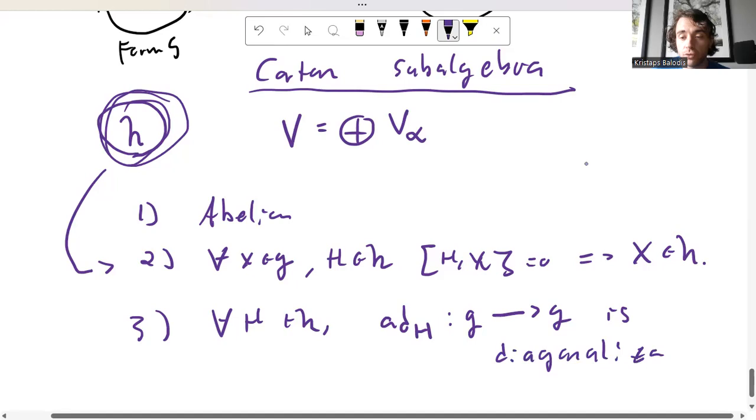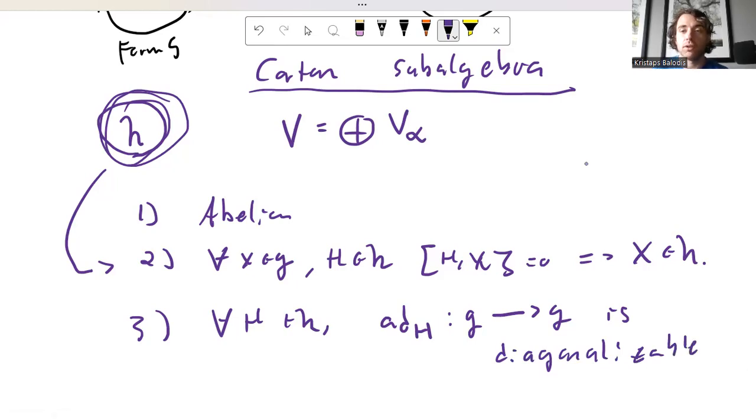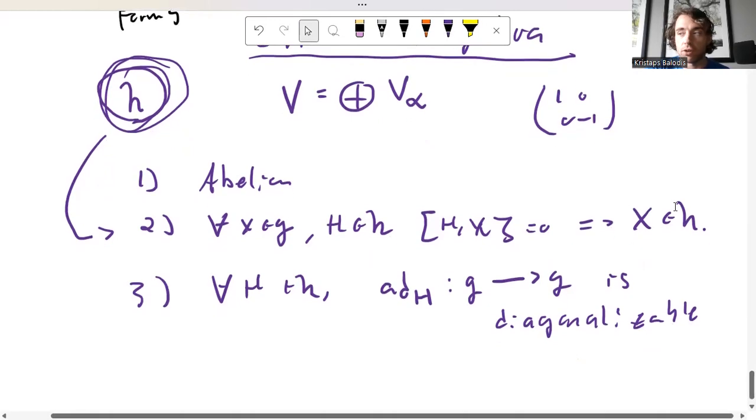And you've already seen examples of this. In SL2, it's basically just the span of this one element. And in SLN, more generally, it's just the span of the diagonal elements that belong to SLN.